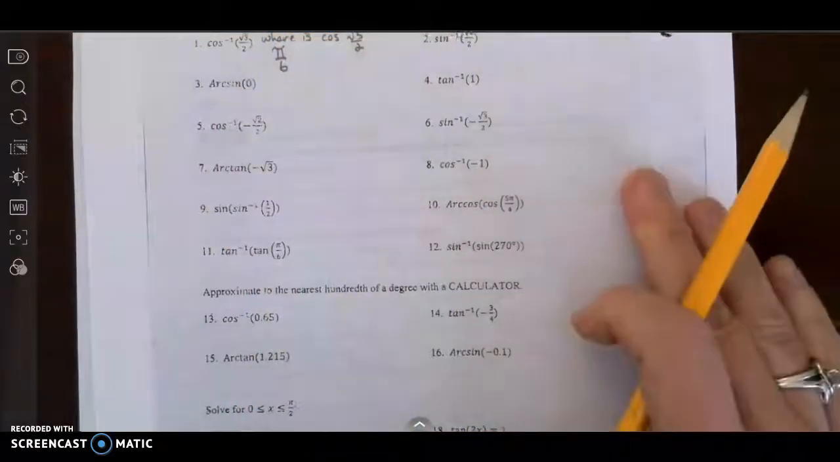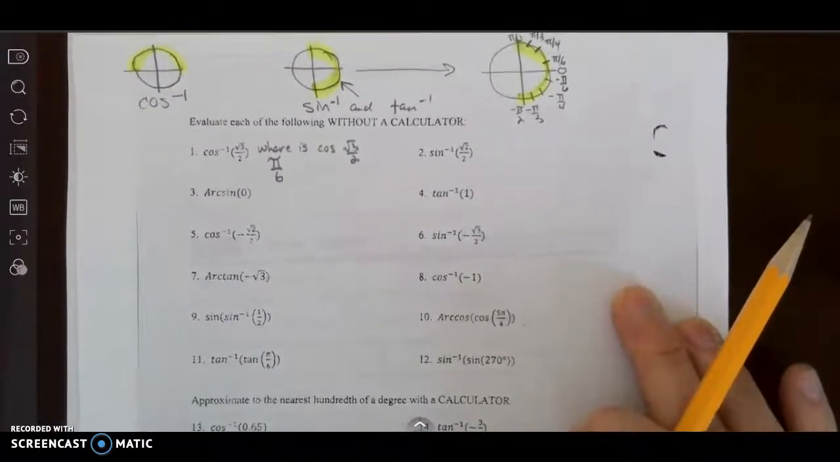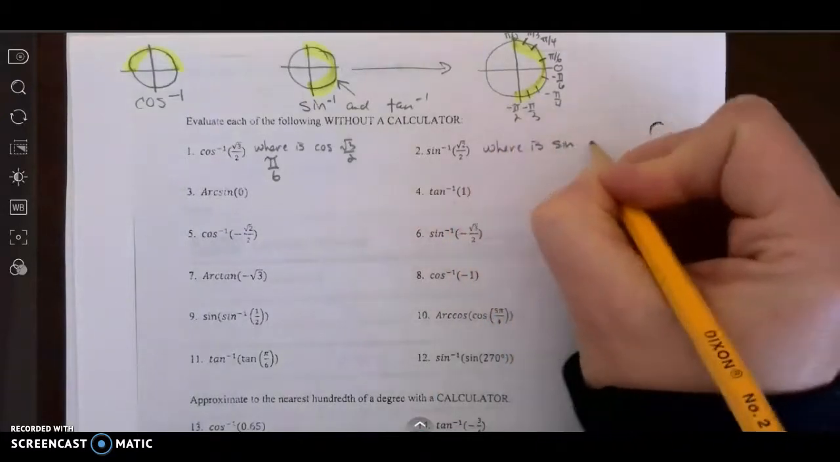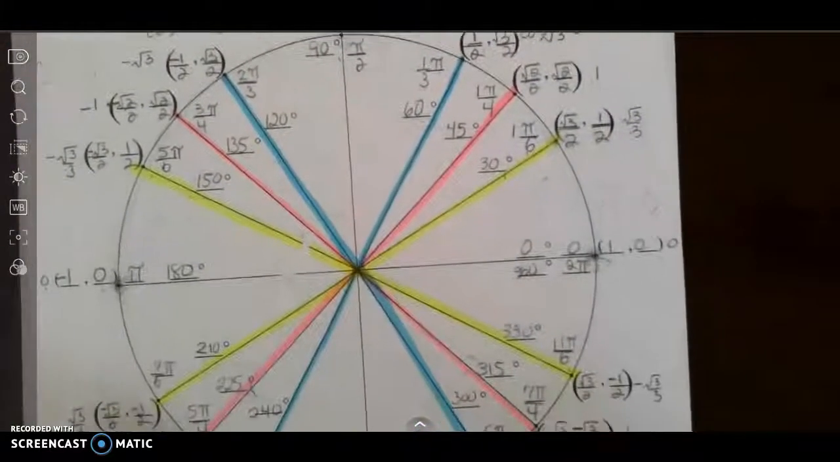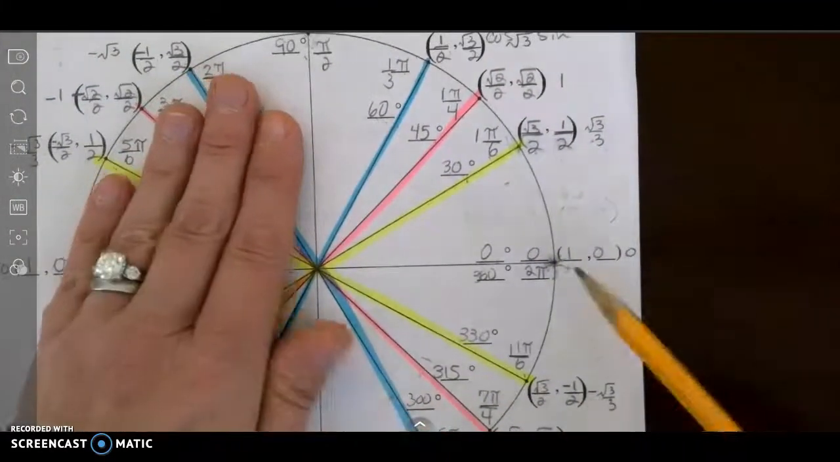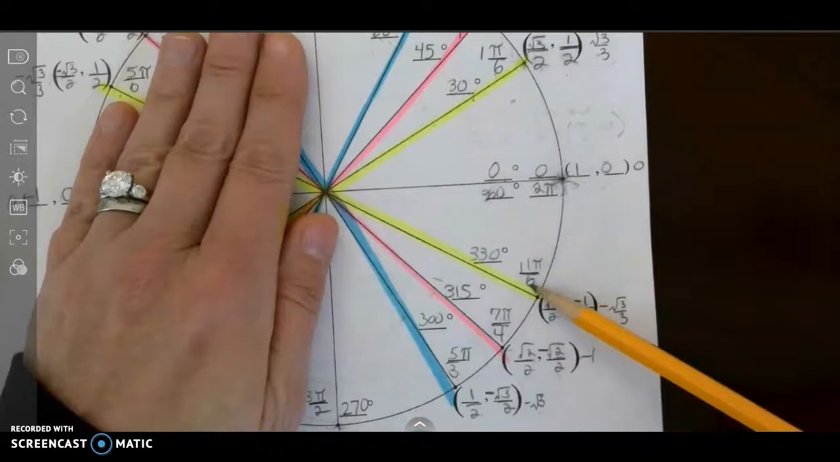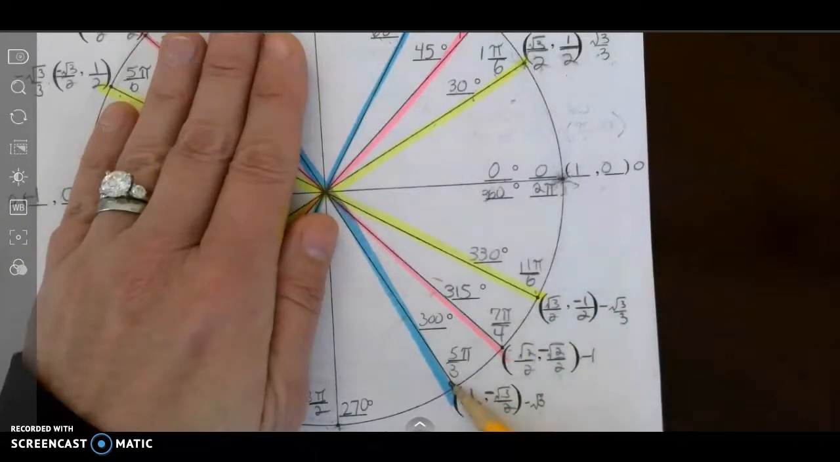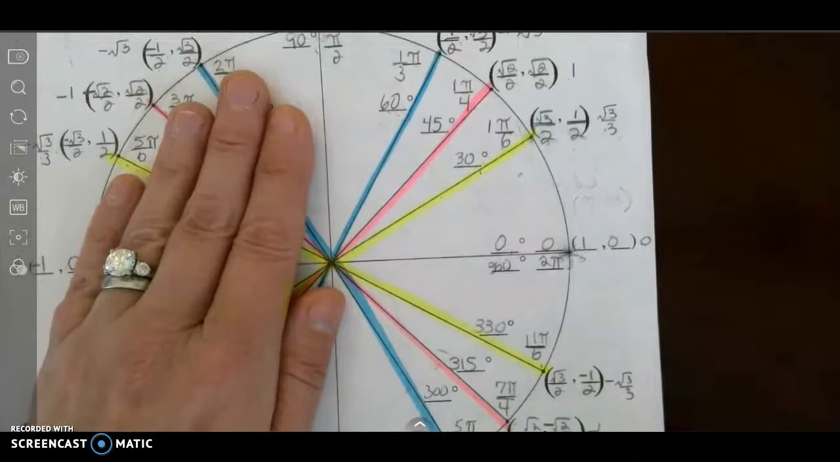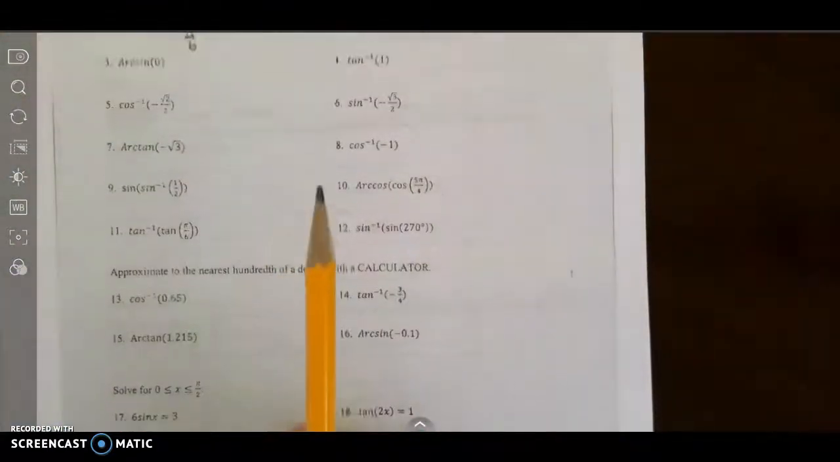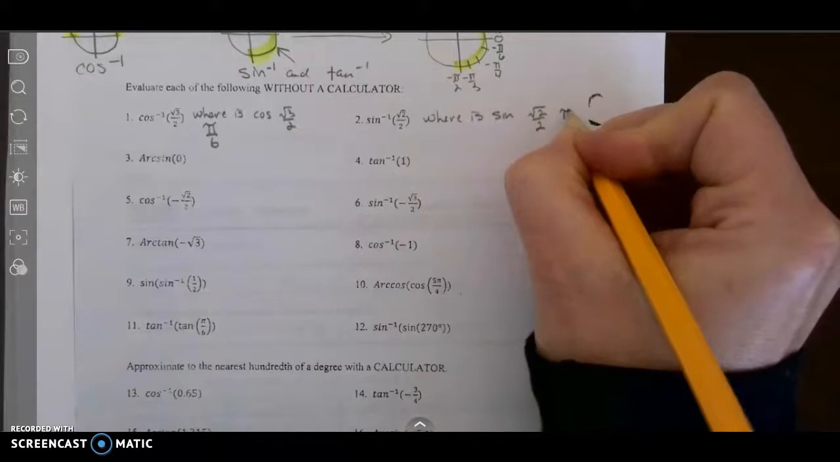Let's go to number 2. Inverse sine of square root of 2 over 2. Inverse sine. So where is sine square root of 2 over 2? I look at my unit circle, and because it's inverse sine, I'm only looking at the right side of the unit circle. And these answers down here are now negative pi over 6, negative pi over 4, negative pi over 3, negative pi over 2. So sine is the y coordinate. Where is it? Square root of 2 over 2. And I see that right here at pi over 4. So I get pi over 4.